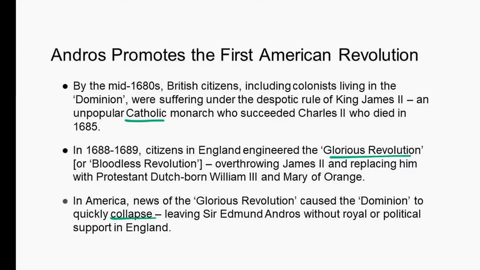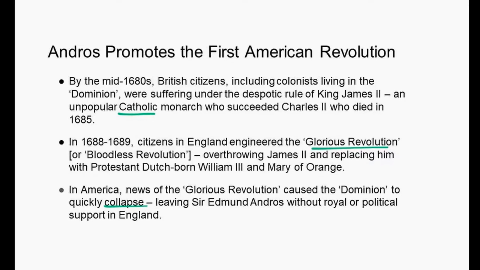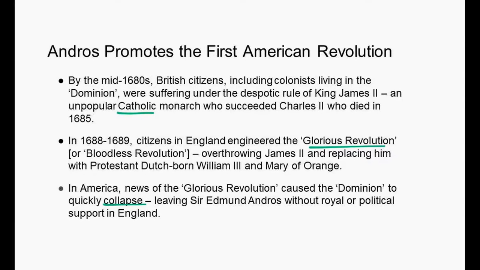By the mid-1680s, British citizens, including colonists living in the Dominion, were suffering under the despotic rule of King James II, an unpopular Catholic monarch who succeeded Charles II, who had died in 1685. In 1688 to 1689, citizens in England engineered what was called the Glorious Revolution, or the Bloodless Revolution, overthrowing James II and replacing him with Protestant Dutch-born William III and Mary of Orange.